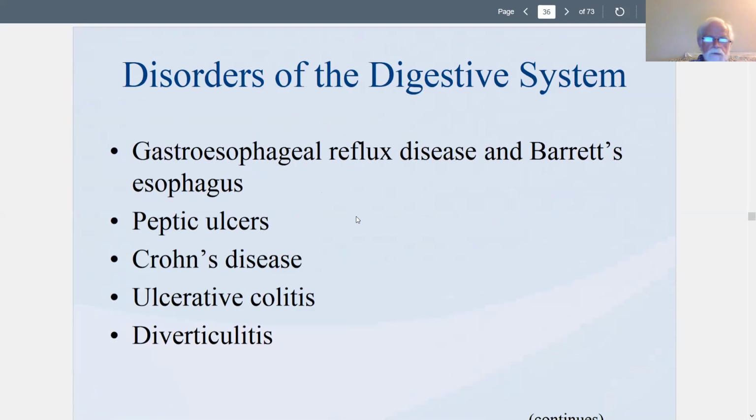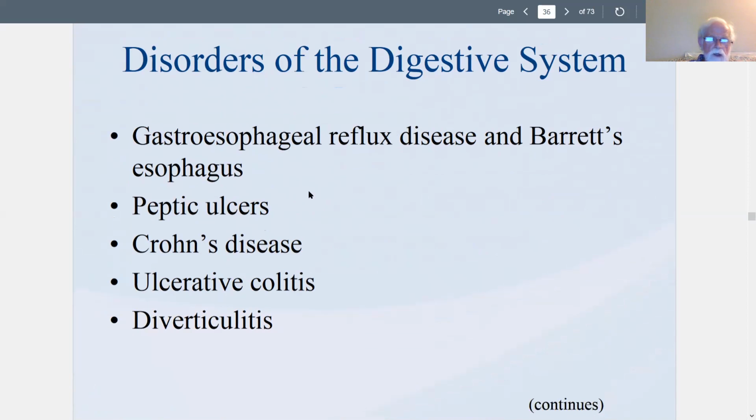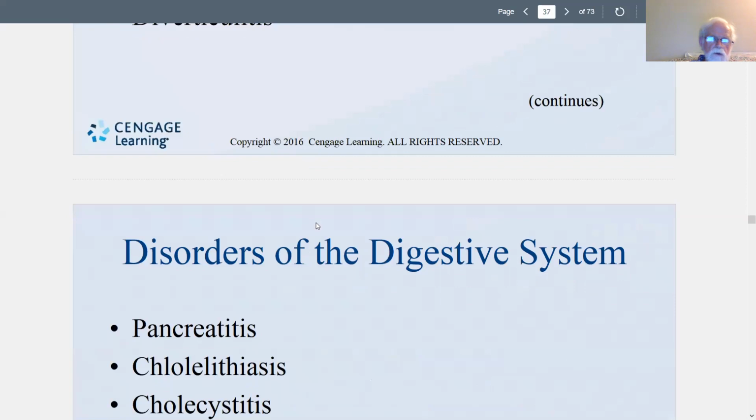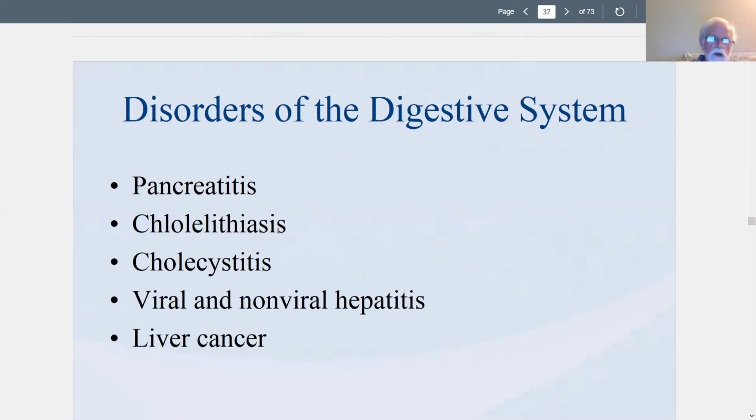Disorders, there are many disorders of the digestive system. GERD, gastroesophageal reflux disease, and a related disease known as Barrett's esophagus, or a related condition. Ulcers, Crohn's disease, ulcerative colitis, these are inflammations of the intestine. Diverticulitis, inflammation of the diverticula in the intestine. Pancreatitis, cholelithiasis, these are gallstones. Cholecystitis, which is an inflammation of the gallbladder.